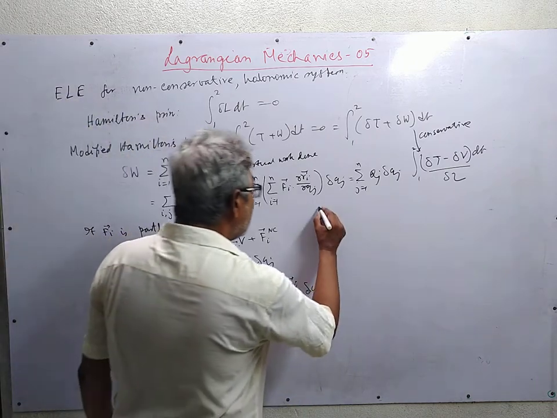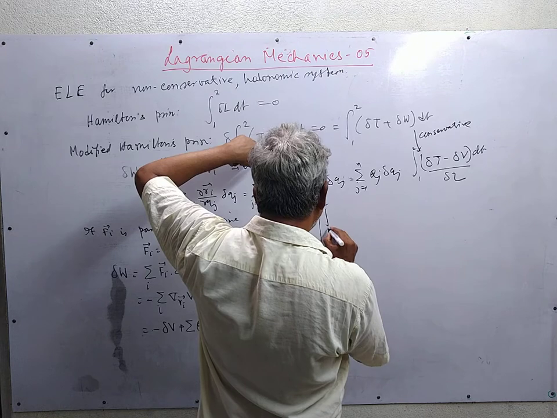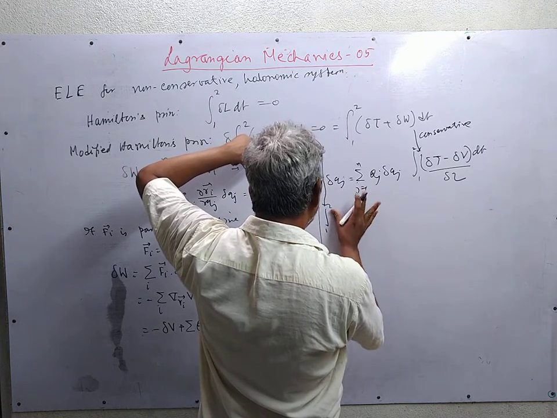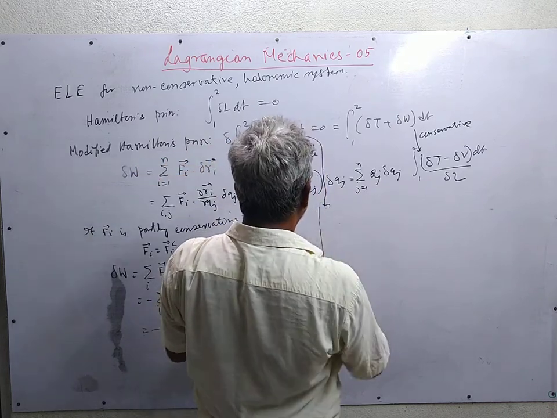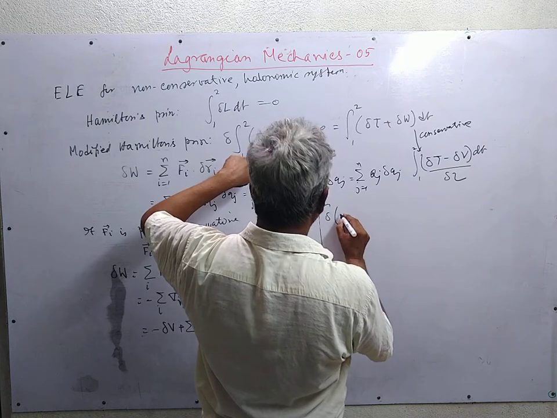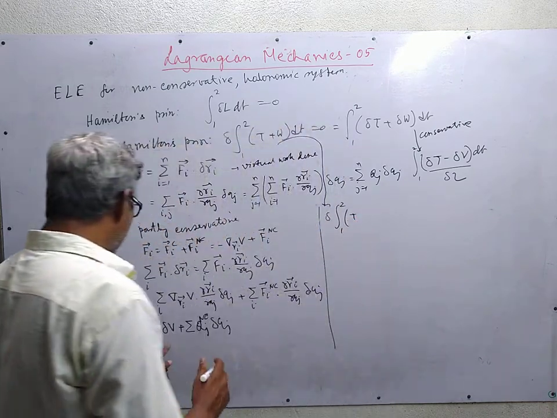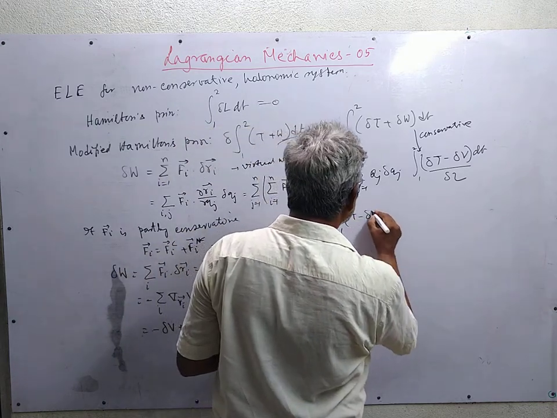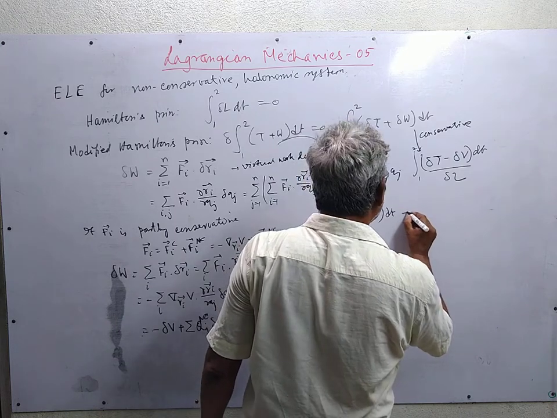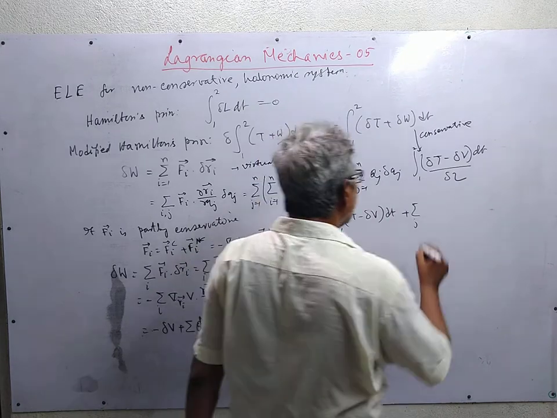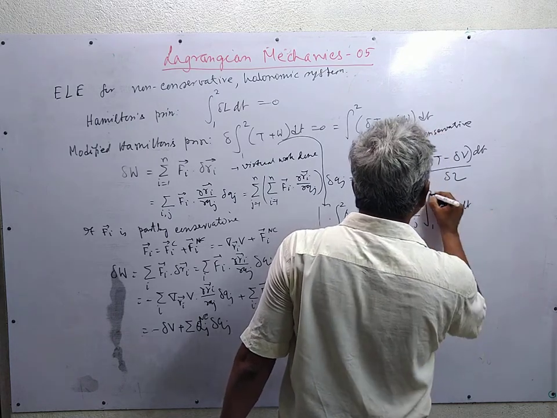So the Hamilton's principle, modified Hamilton's principle, from this part we get the integration from 1 to 2 of delta T plus delta W. Delta W has two contributions. One is delta T minus delta V, this is one part, dt. And another part is summation over j, integration of Qj delta Qj dt from 1 to 2, is equal to 0.